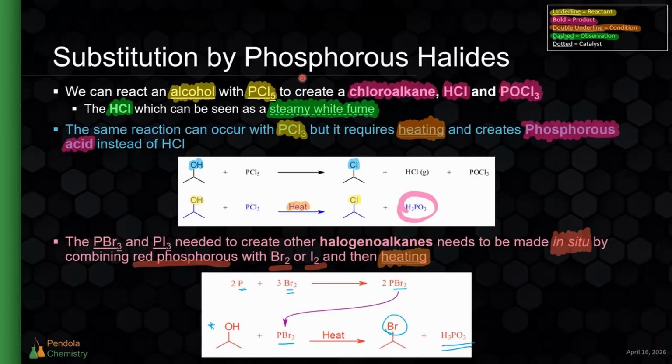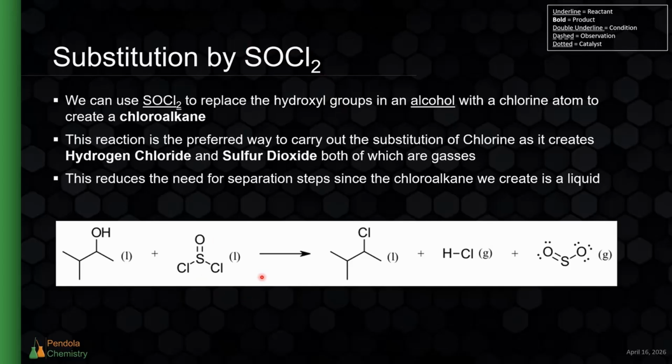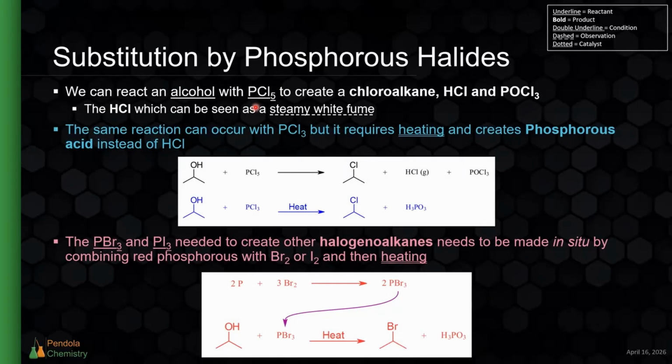This is why PCl5 and SOCl2, which we saw earlier, are usually the preferred ways of making a chloroalkane. Because they're very clean, like I mentioned earlier, the SOCl2 creates products other than the organic one which are gases, so they separate themselves. The PCl5 does not need any special conditions, so it's very easy to react, although it does make two other byproducts, which are the POCl3 and the HCl, which is steamy white fume, the hydrogen chloride gas.